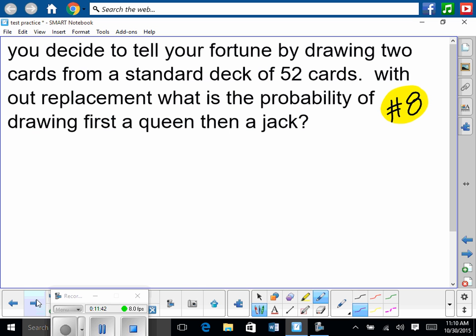Okay. So let's do number 8. So it says, you decide to tell your fortune by drawing from a standard deck of 52 cards. You're drawing 2 cards from a standard deck of 52 cards without replacement. Now that is the important part. So without replacement. So these are dependent events. So it says, what's the probability of drawing first a queen, then a jack? So our first event is a queen. Our second event is drawing a jack.